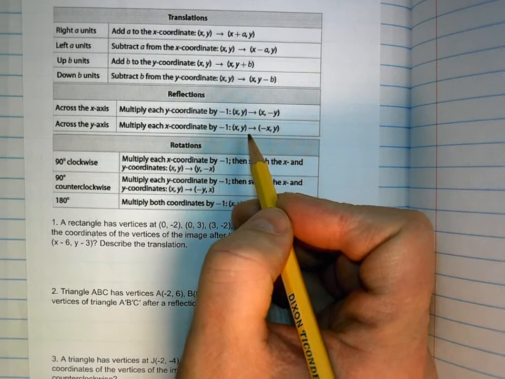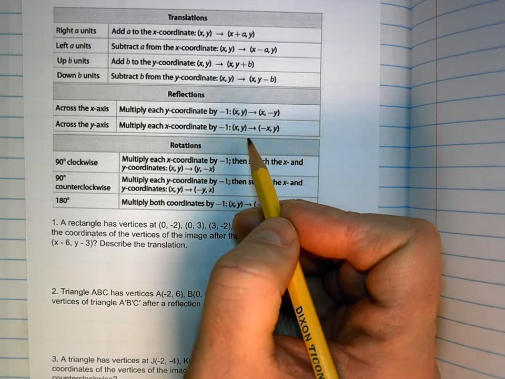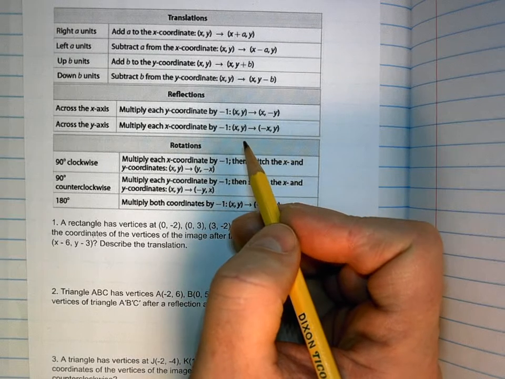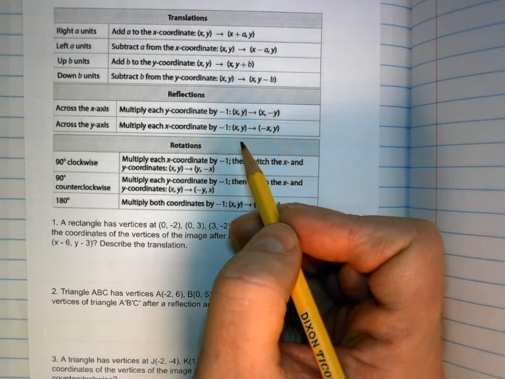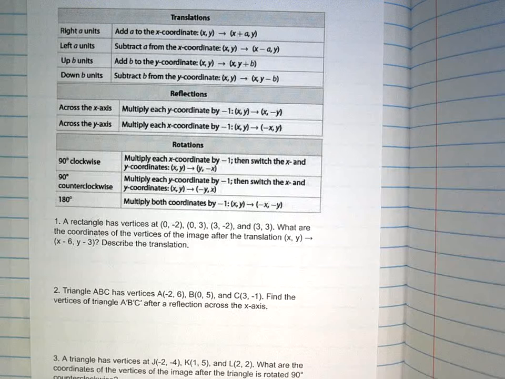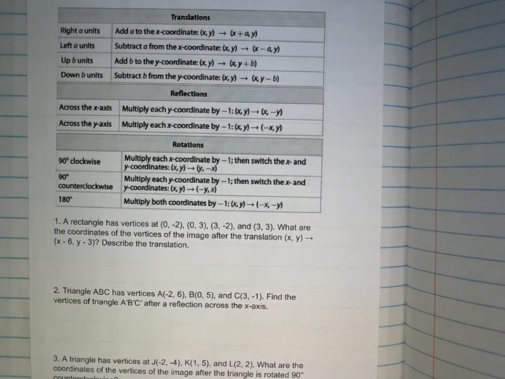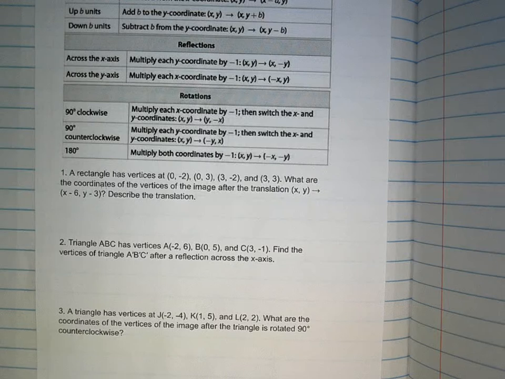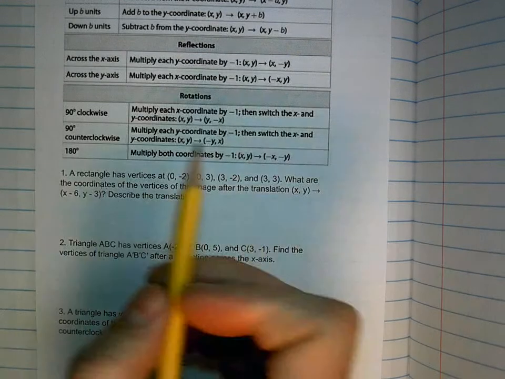Across the y-axis, my vertical axis, the y-coordinate stays the same, but the x-coordinate gets flipped. So think about that. If it's across the x-axis, I leave x alone. If it's across the y-axis, I leave y alone. But the other coordinate becomes the opposite. So pretty easy to see a reflection. The last one is a little more unique, and it'll take some memory on your part.